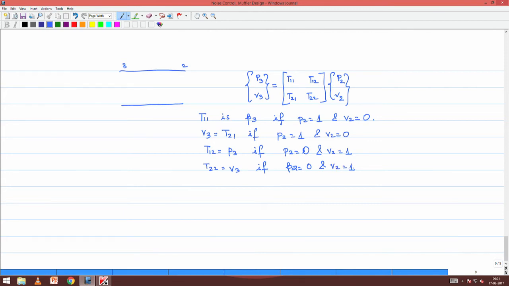So, under these special cases, that is either P2 equal to 1 and V2 equal to 0, or the other way round, that is V2 equal to 1 and P2 equal to 0, if we are able to retrieve what is the pressure and velocity of this upstream point 3, then we should be able to find what is called the propagation matrix between the point 2 and 3, right.